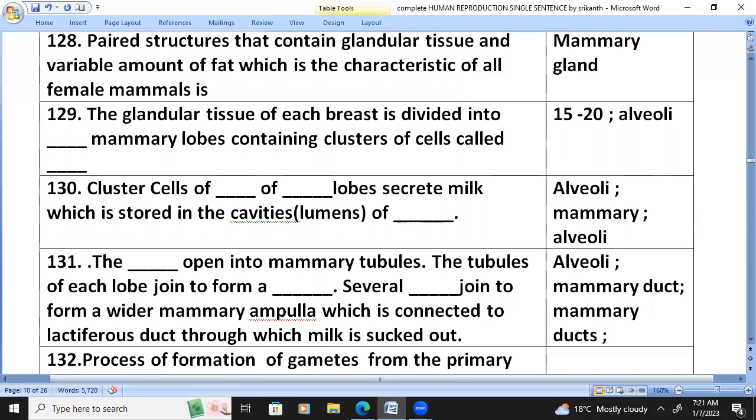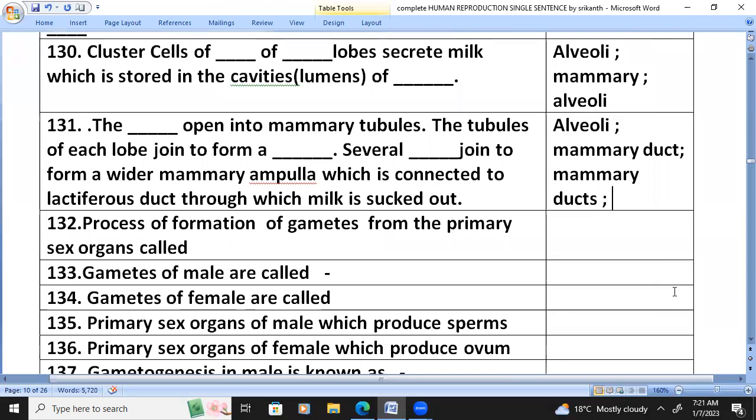The process of formation of gametes from the primary sex organs is called gametogenesis. So let's continue gametogenesis in the next video.